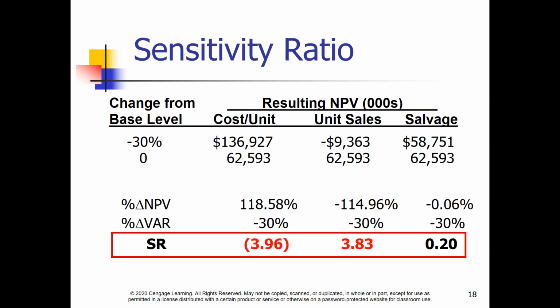Using the minus 30% data from the table, we can compute the sensitivity ratio for our 3 variables. Note, on the graph, the cost per unit line was the steepest and downward sloping. This is reflected in the negative sensitivity ratio, which is the largest of the 3. The unit sales sensitivity ratio is positive, indicating an upward sloping line and a direct relationship. It's very close in absolute size to the cost per unit sensitivity ratio, so these two are the most important variables. The salvage value sensitivity ratio is the smallest and positive. The variable having the most impact on NPV is the one with the largest absolute value of the sensitivity ratio.